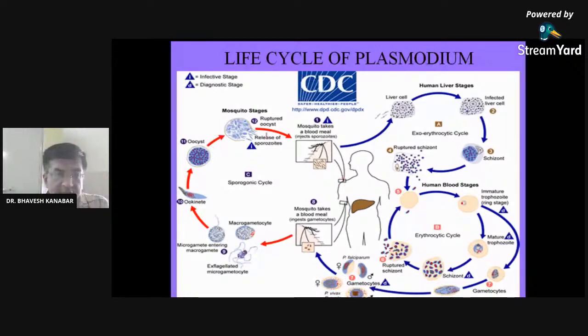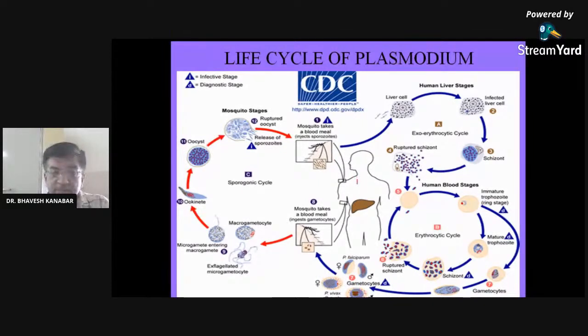Then there is the mosquito stage. The mosquito takes a blood meal and ingests gametocytes of the Plasmodia. These change into different forms inside the mosquito gut, like macrogametocytes, microgametocytes, then ookinetes, oocysts, and then the oocyst ruptures and liberates the sporozoites. Whenever the mosquito bites another human, sporozoites come into the blood of the human body.